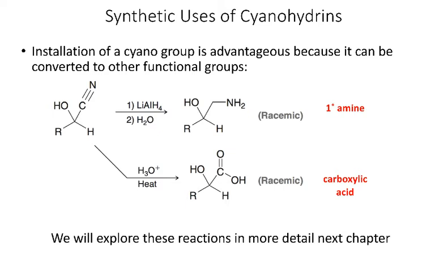So one last note on these cyanohydrins is their synthetic utility. It's relatively easy to convert this cyano group into other functional groups. For example, I can reduce it with lithium aluminum hydride to form an amine. I can also hydrolyze it with acid to form a carboxylic acid. So you don't need to worry about these mechanisms yet. We'll explore these more in the next chapter.